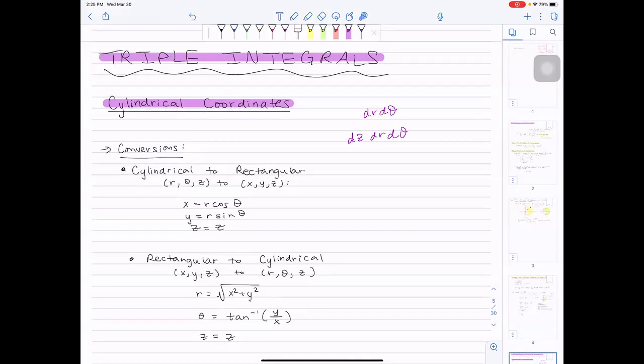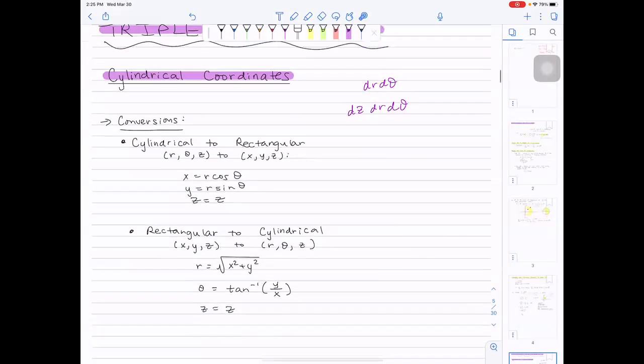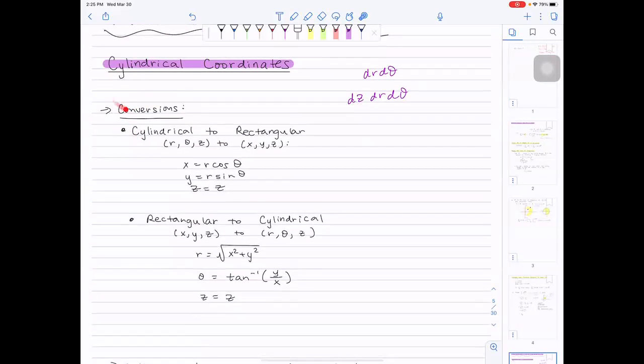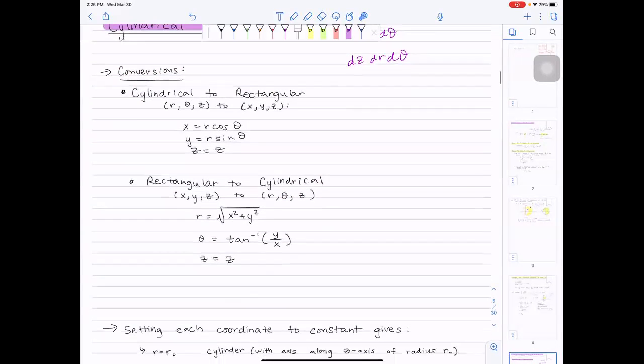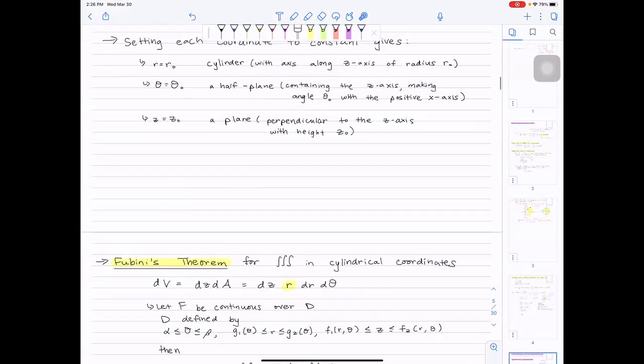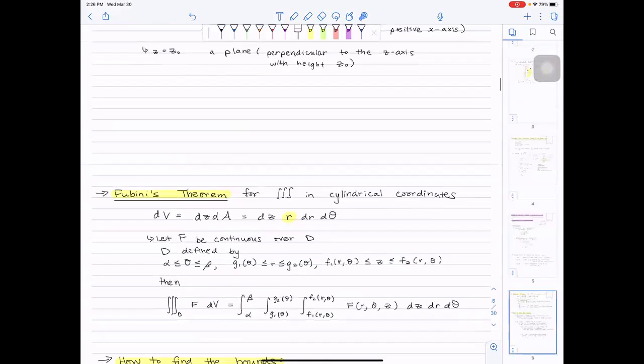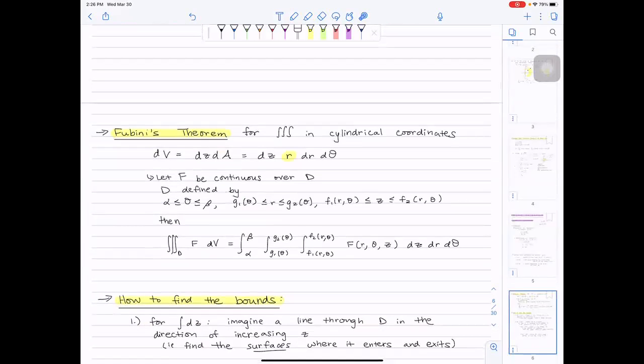So for triple integrals, we have two types, cylindrical or spherical, as you've all probably seen already. Some common conversions, so cylindrical to rectangular, rectangular to cylindrical. These are just some formulas. Okay. So Fubini's theorem for triple integrals in cylindrical coordinates.